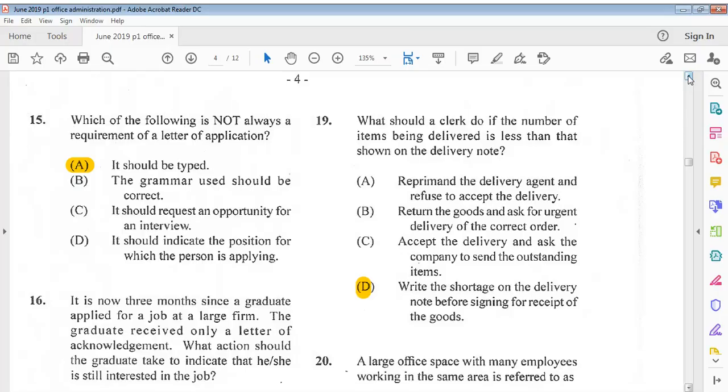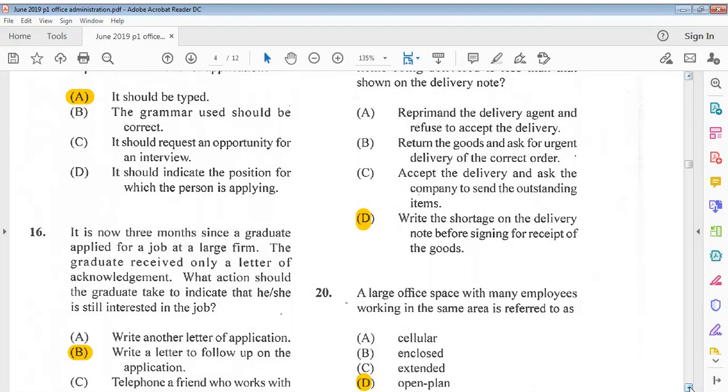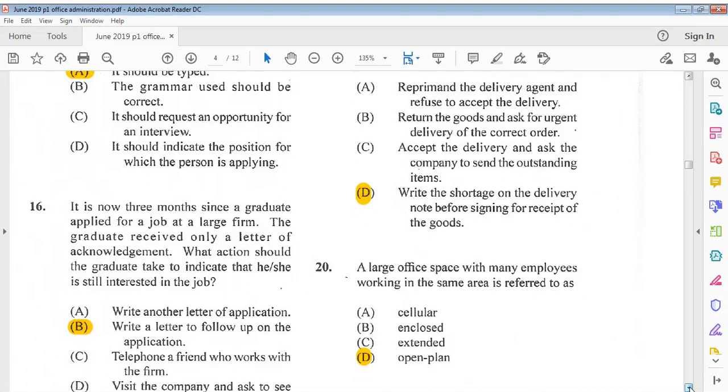The answer is quite obvious. D, you're going to write the shortage on the delivery note before you actually sign the receipt of the goods so that they will be aware that you did not receive your full order.